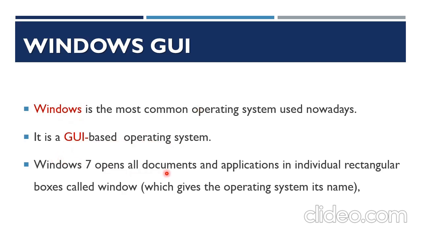Windows 7 opens all documents and applications in individual rectangular boxes called windows. See, in Windows 7 and all Windows versions, when you open a document, you can see a rectangular box that is called a window. So this operating system is named Windows.